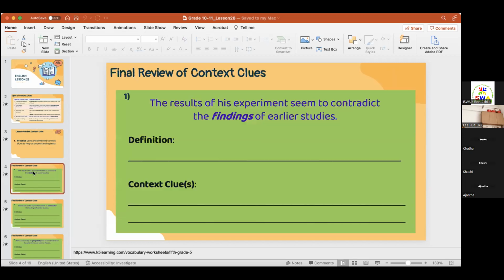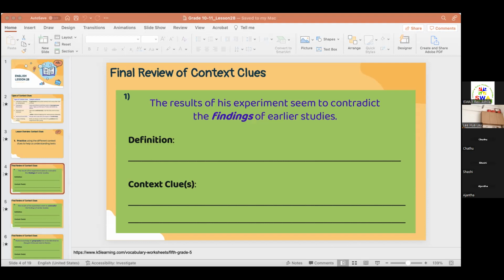For the first question, we have: the results of his experiment seem to contradict the findings of earlier studies. I need to know the meaning of findings. Can anyone tell me the meaning of findings? Finding meaning is searching. Searching for something.